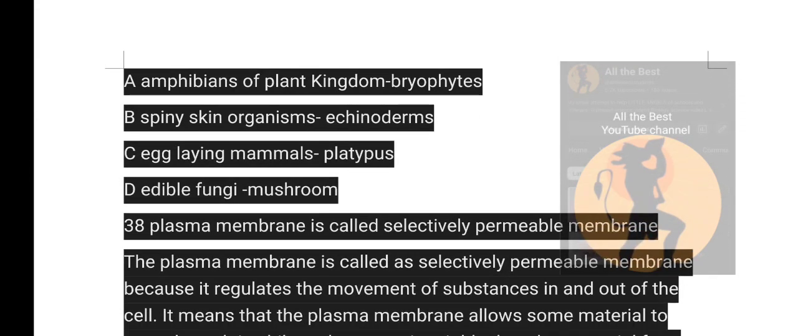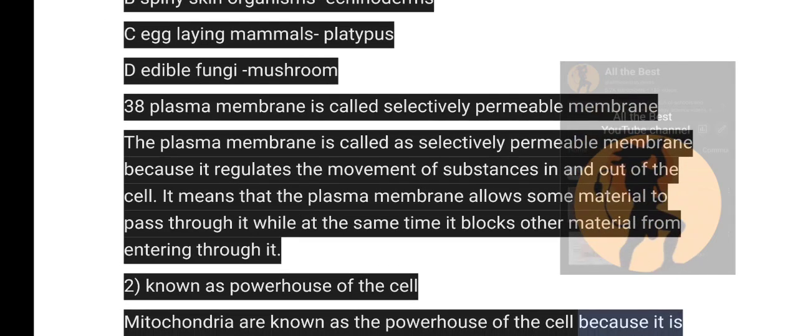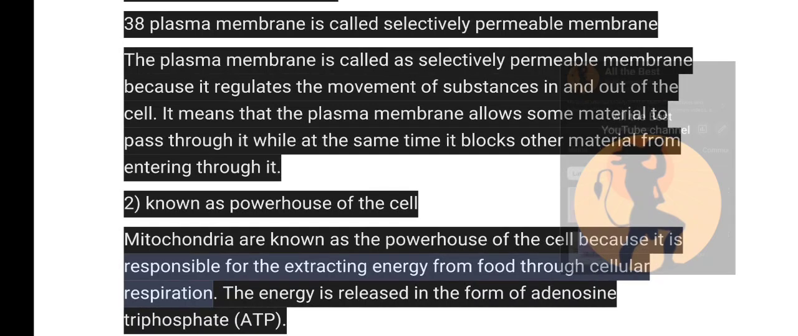Thirty-seventh question. So they've asked, amphibians of the plant kingdom. So name them. It is bryophytes. Answer. So question B is spiny skin organisms. So these are echinoderms. So next question is egg laying mammals. So it is platypus. So next is edible fungi. So example, mushroom.